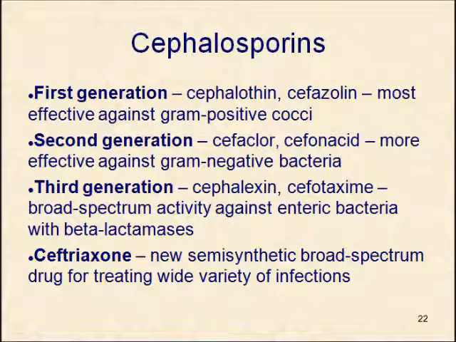There are several families or generations of cephalosporins. So the first generation, these were the ones that were first developed. So cephalothin and cefazolin, these are effective against gram-positive cocci, pretty much the same as penicillin. Second generation, cefaclor, cefonicid, more effective against gram-negative. We have the third generation, cephalexin, cefotaxime. These are broad spectrum against enteric bacteria with beta-lactamases, that is, enzymes that can break down that beta-lactam ring. And we have ceftriaxone now, which is a new semi-synthetic broad-spectrum drug, and it is used to treat a wide variety of infections.